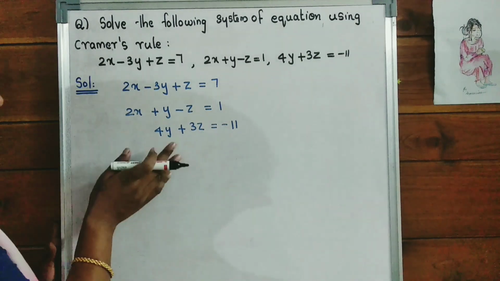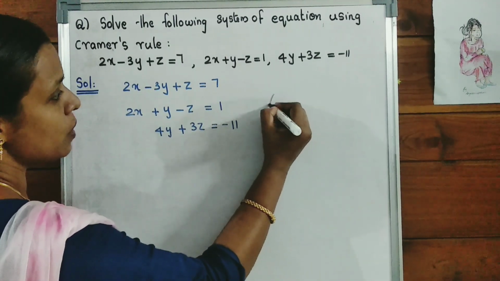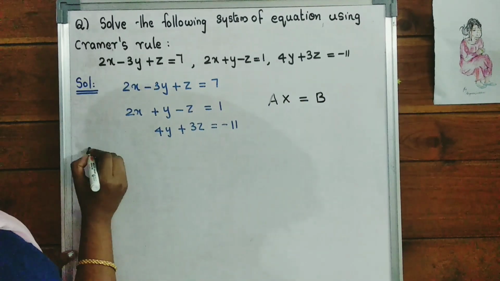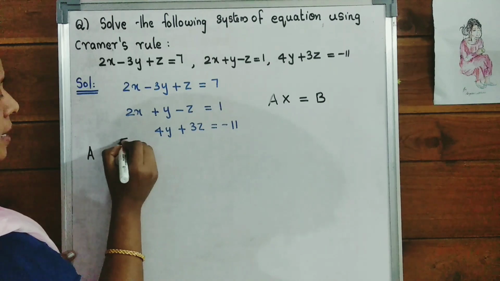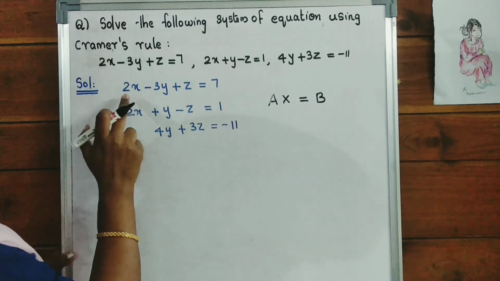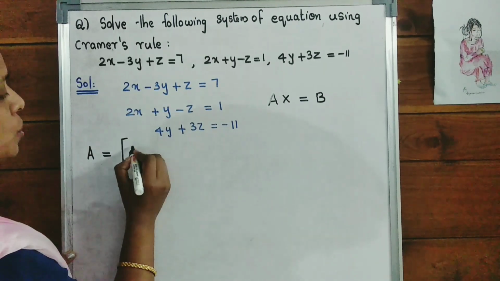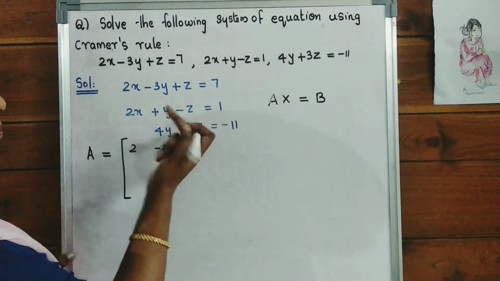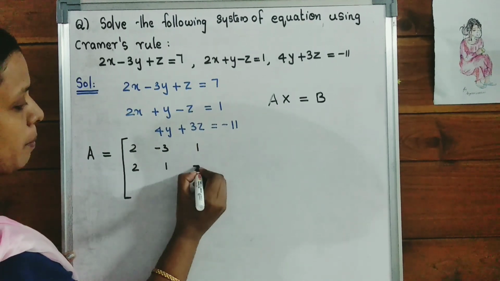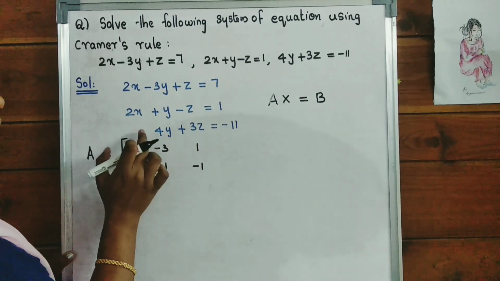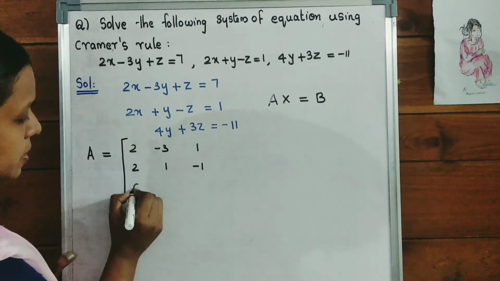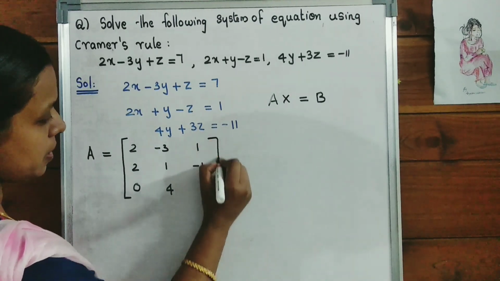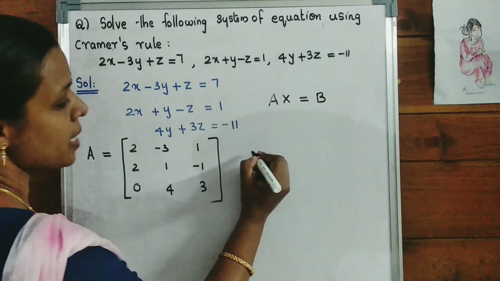First we express this equation into AX is equal to B form. Here A is equal to the matrix. First row 2, minus 3, 1. Second row 2, 1, minus 1. Third row, here the coefficient of x is 0. So we write here 0 and coefficient of y is 4. Z is 3. Okay. This is matrix A. Next we write X.